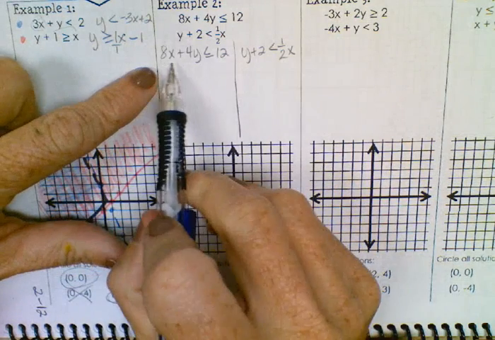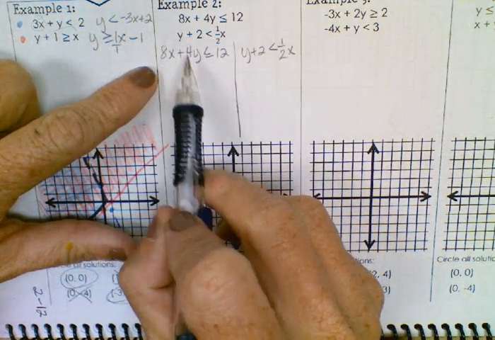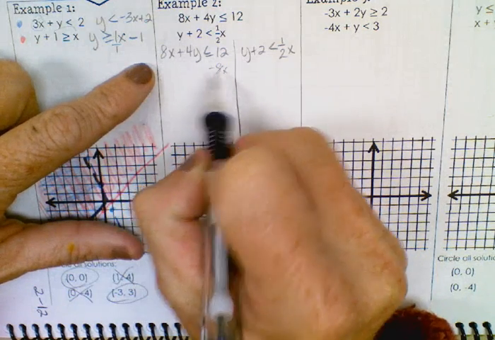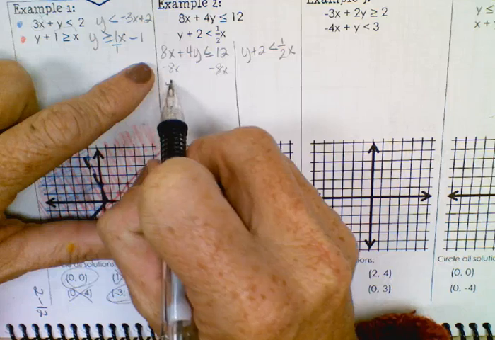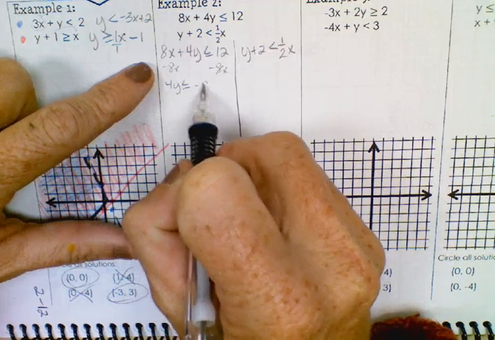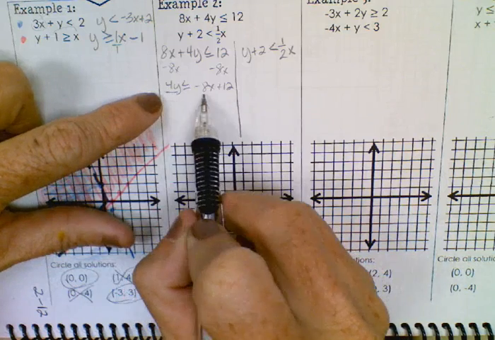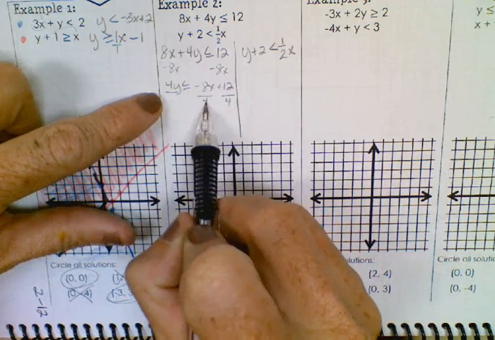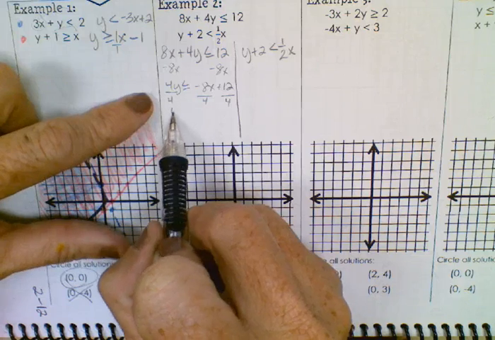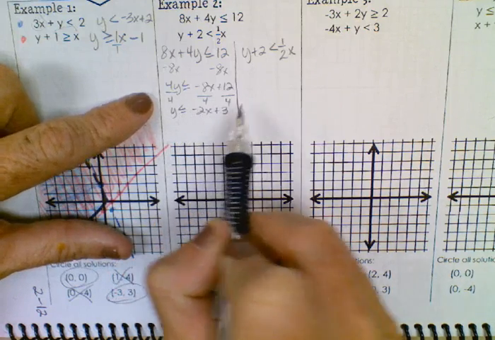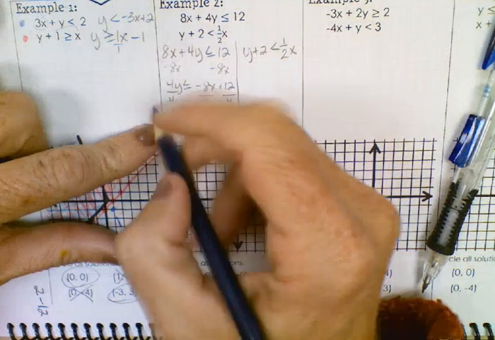Okay, so for slope-intercept form, I need y by itself. I'm going to move my 8x over to the other side. So I get 4y is less than or equal to negative 8x plus 12. Then my second step is to divide everything by 4. So I have y is less than or equal to negative 2x plus 3. So I'm going to make that my blue line.